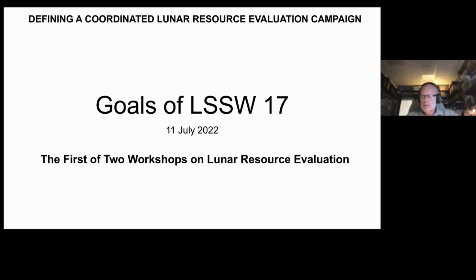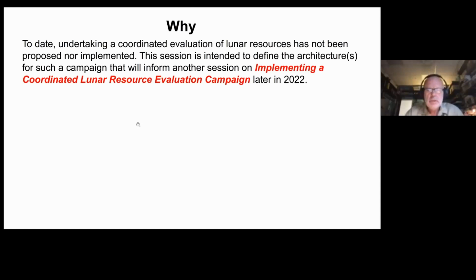We are looking at defining a coordinated lunar resource evaluation campaign, and this will be the first of two workshops on lunar resource evaluation. And why are we doing this? Well, to date, we've heard a lot about sustainability at the moon with humans and using the resources that are there, but there's a big disconnect because we still really don't know exactly how much is there, what form it's in. And lunar resources does cover a multitude of sins, so we are taking a bite out of that today by looking at the polar ice deposits.